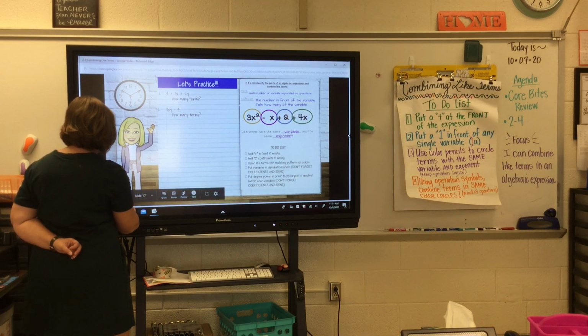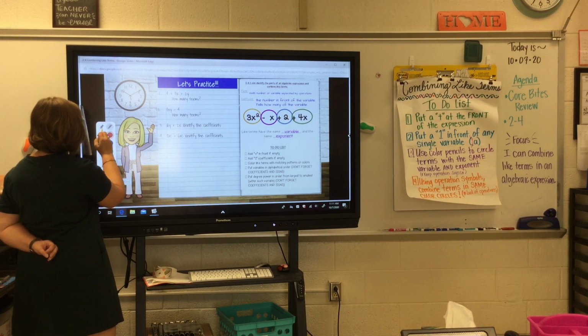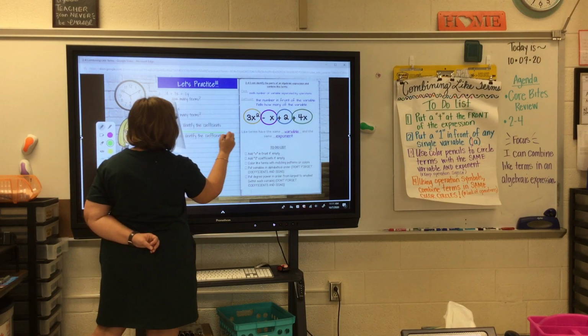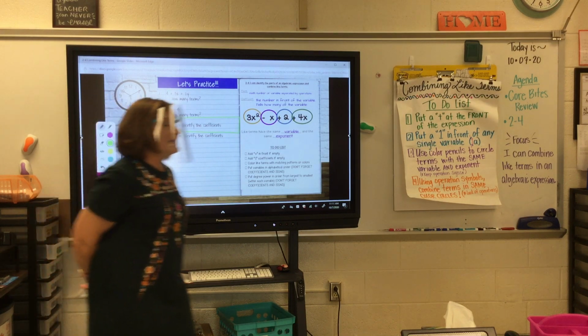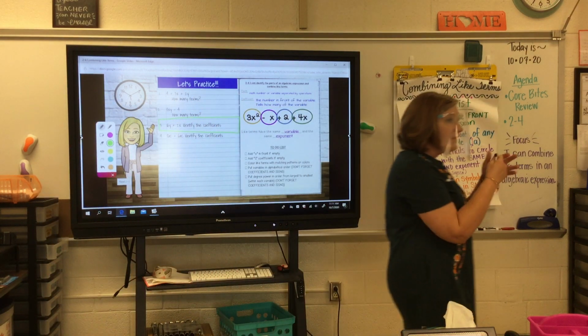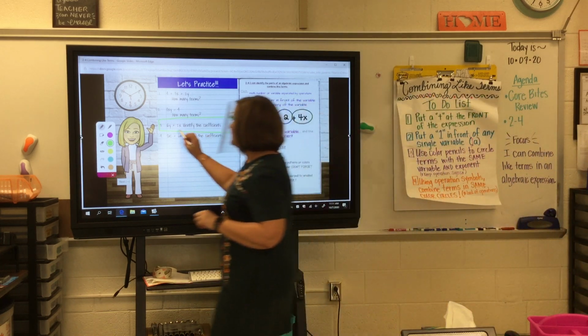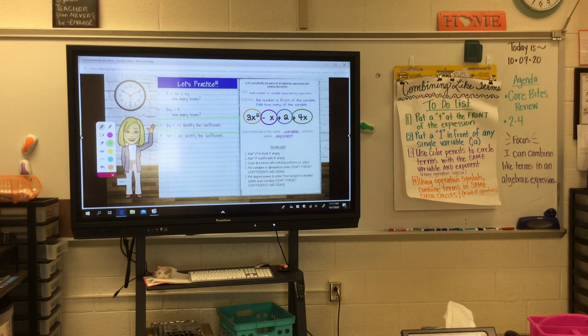All right, I want to try something else. I want you to write this example right here. This one that says 16y plus 2x. And we're going to identify the coefficients. Coefficients are the numbers in front of the variable, okay? So I want you to write this expression down, and then you can put an arrow showing what the coefficients are.